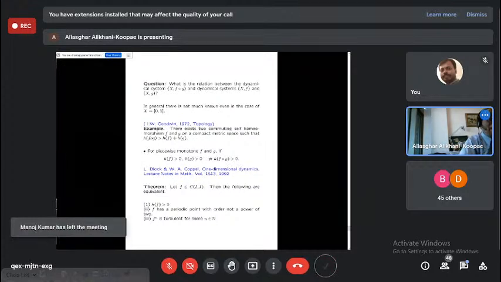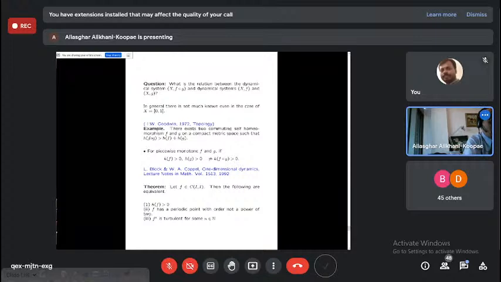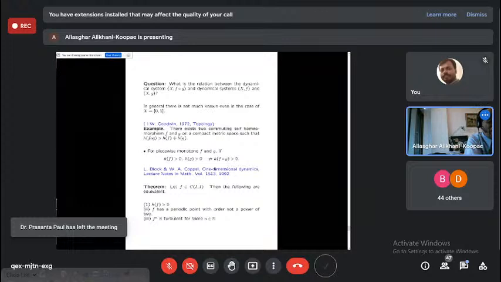Okay, so for piecewise monotone f and g, if h(f) is positive and h(g) is positive, that's not the case. We cannot say that h(f∘g) is positive. Okay. So Block and Coppel in their book show that the following statements are equivalent: f has positive topological entropy, f has a periodic point with order not a power of 2, and f^n is turbulent for some n in N.